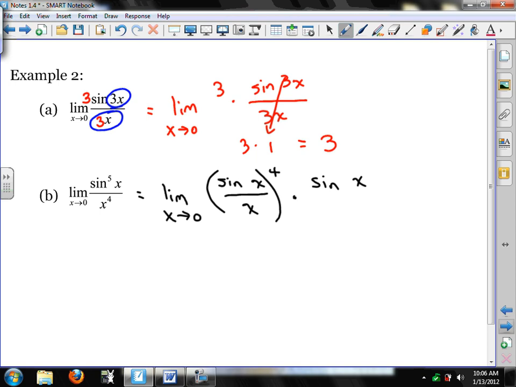The limit as x approaches 0 of sine x over x is 1. 1 to the 4th, it's still 1. Don't forget to plug in 0 into the rest of it. Sine of 0 is 0. So this one should be 0.